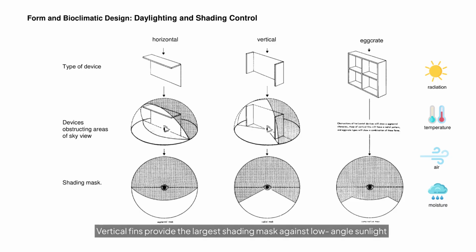Vertical fins provide the largest shading mask against low-angle sunlight for east and west-facing facades during sunrise and sunset hours. Eggcrate shading devices combine horizontal louvers and vertical fins and offer the most shading mask across the day from sunrise through sunset hours.